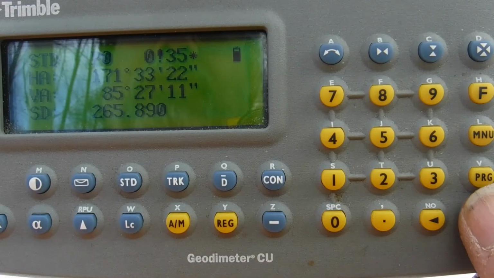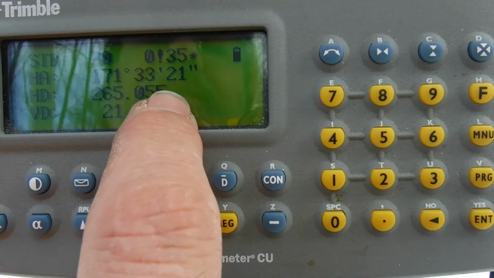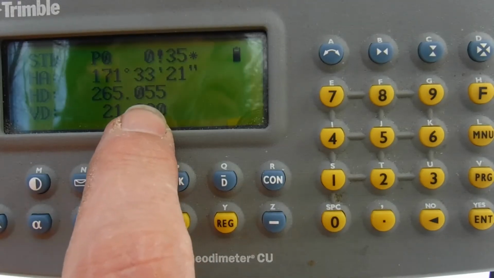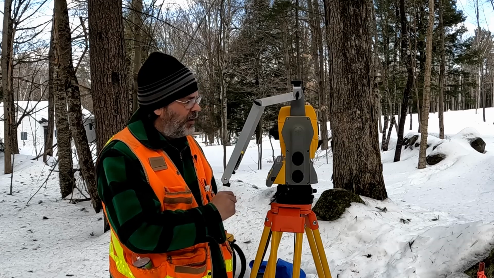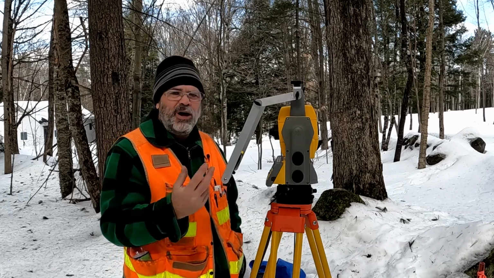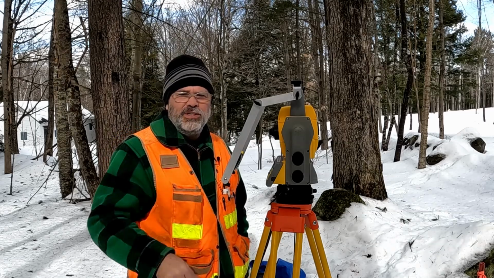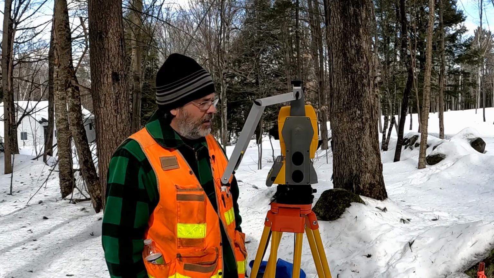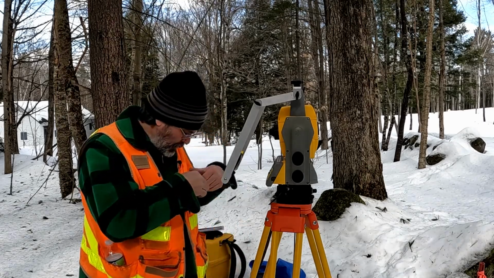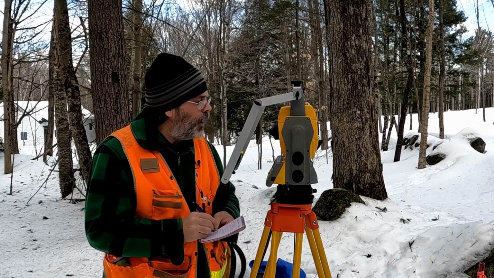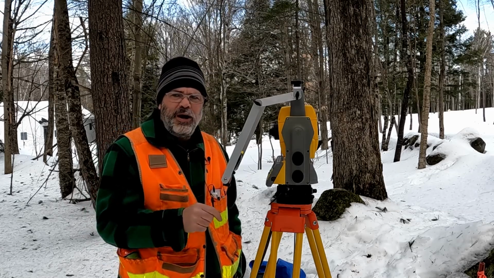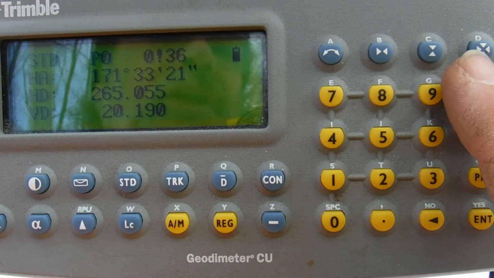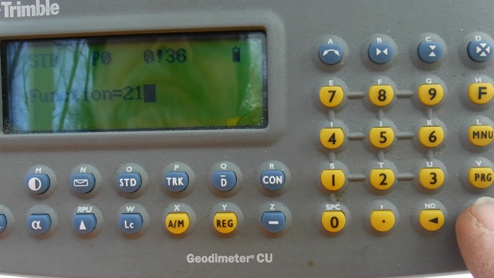And what we're looking for is the horizontal distance here, 265.055 feet, which is about 16 rods, which is about a rod short of what was on our survey sketch. Let's make a note of that anyway. So 265.055 feet. So the next step is to define a bearing, and we do this by pressing function 21.